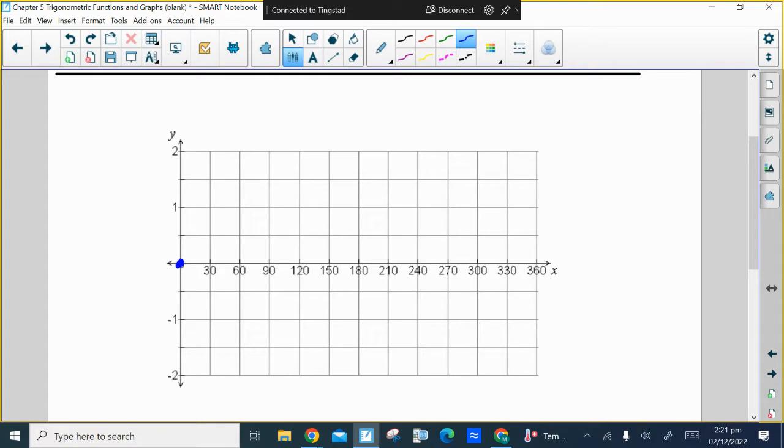It starts at 0 comma 0. And we saw that at 90 degrees, you're at the maximum value of positive 1. Another 90 degrees, we're back to the middle, the x-axis. Another 90 degrees, we're at the minimum value of negative 1. And another 90 degrees, we're back to the x-axis. This is one cycle of the sine function.